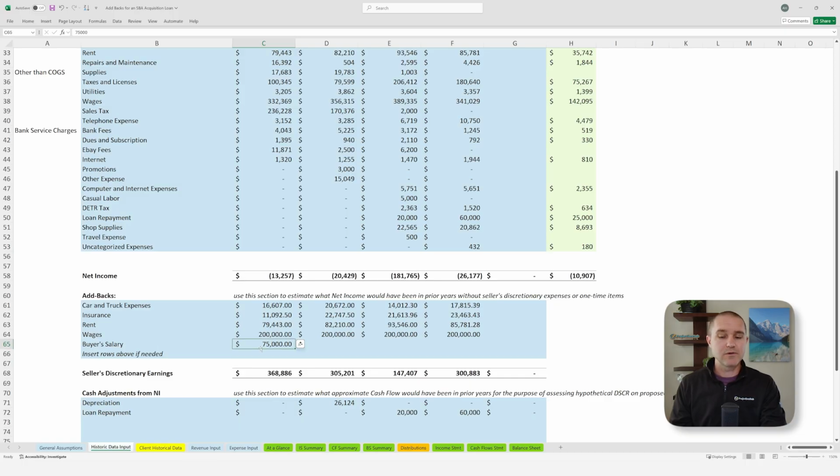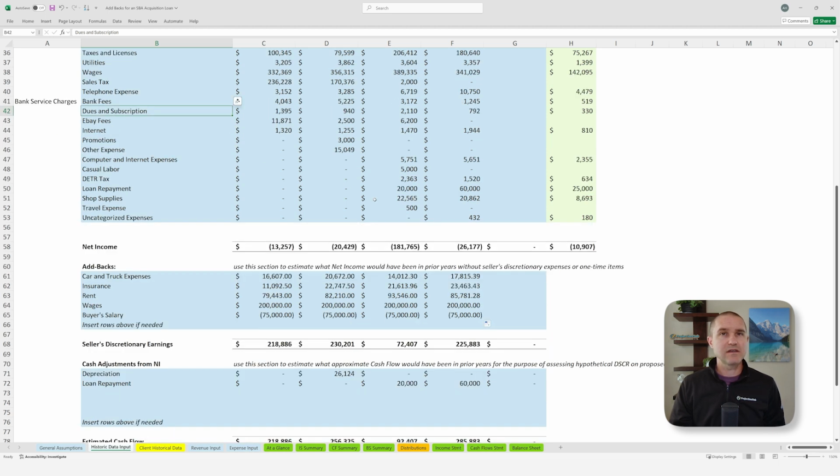And actually here we want to do a negative $75,000 because the buyer's going to have to pay themselves that. Okay. All right. So any other major obvious add backs?